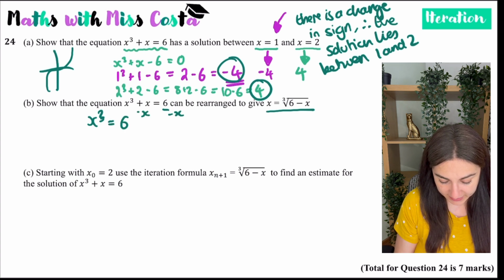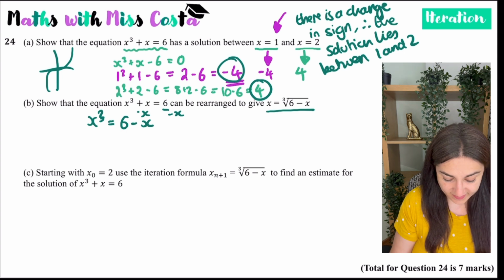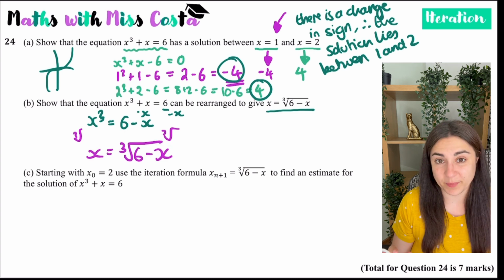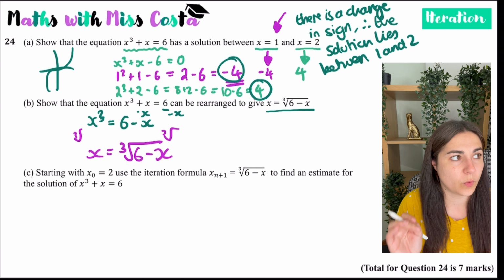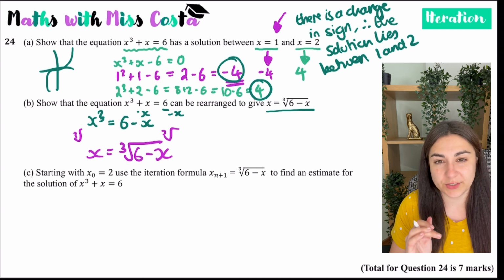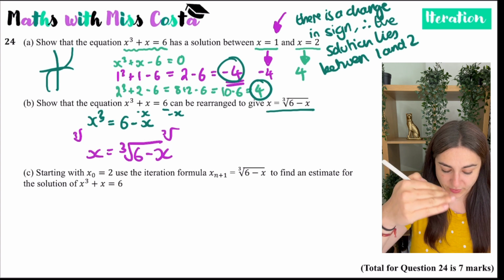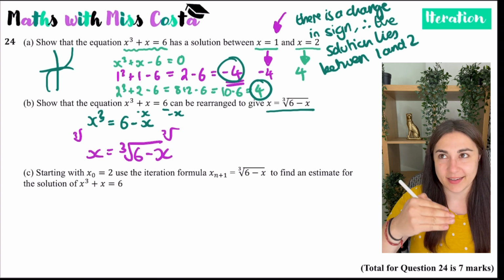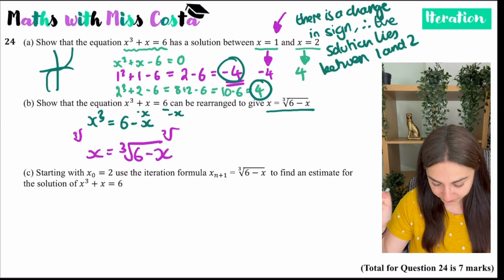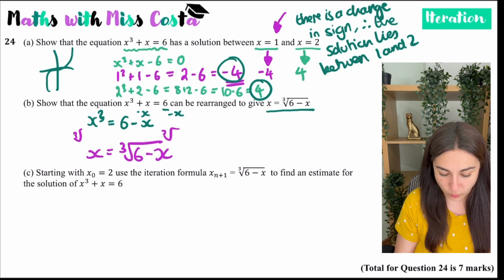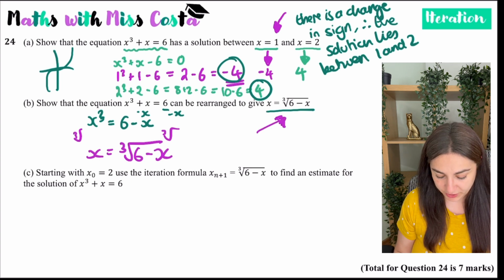So x cubed is going to be equal to 6 minus x. And then the next step is you cube root both sides. So x equals the cube root of 6 minus x. Very simple generally, but it's not going to be the instinctive way you would want to rearrange. It's rearranging in a way that they have instructed you to. So just be mindful of that. Look at what they want you to rearrange and then use that to give you clues.